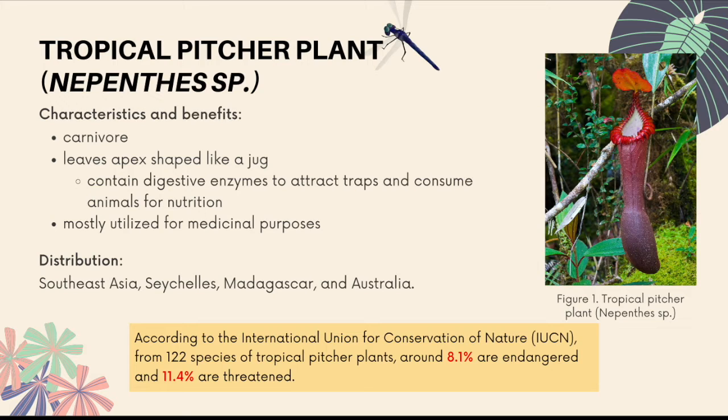The tropical pitcher plant is mostly used for medicinal purposes, especially for digestive disorders and diabetes. Moreover, the plant is mainly distributed in Southeast Asia, Seychelles, Madagascar, and Australia. The International Union for Conservation of Nature, also known as IUCN, stated that of the 122 species of tropical pitcher plants, it is estimated around 8.1% are endangered and 11.4% are threatened.